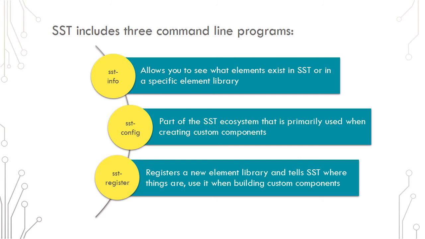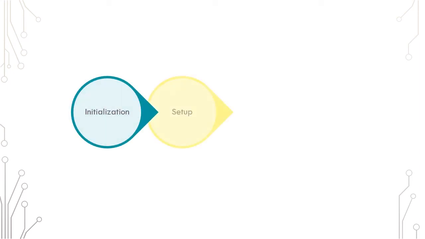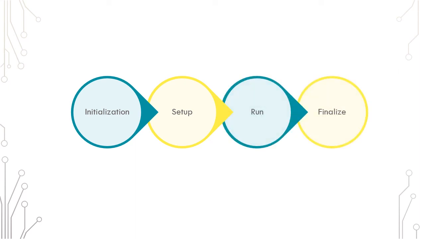we run models, SST knows where to find them. Likely, you'll only need this if you are building custom components. You can register and unregister element libraries, allowing you to maintain several element variations of the same name and easily swap them in and out. When we run the simulation, we follow the component lifecycle of initialization, setup, run, and finalize.